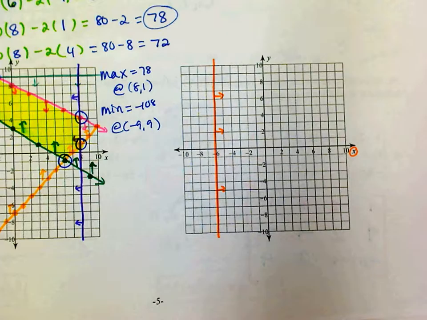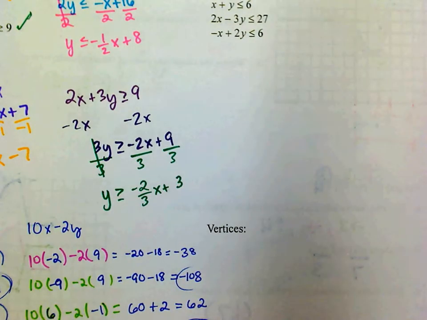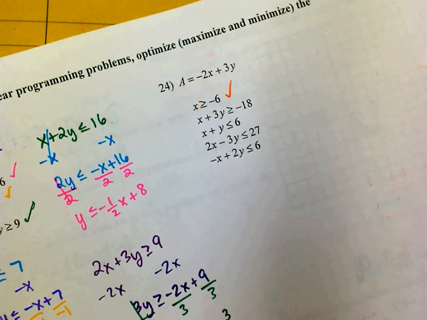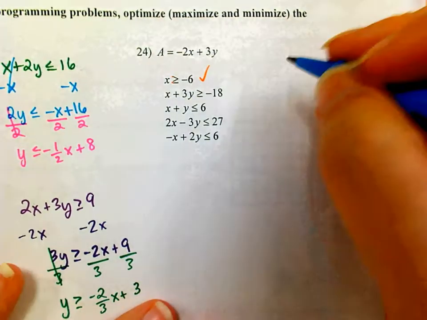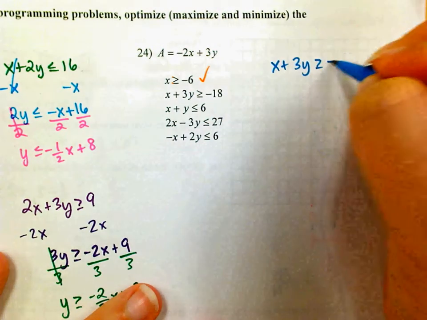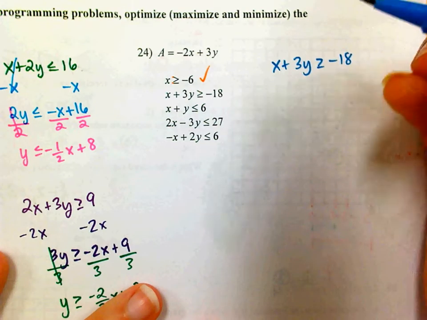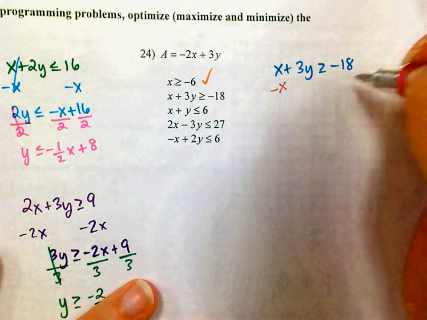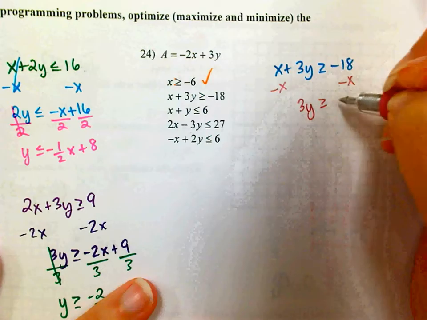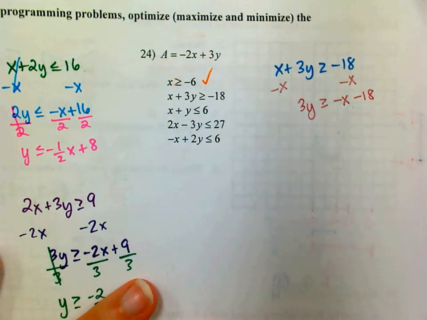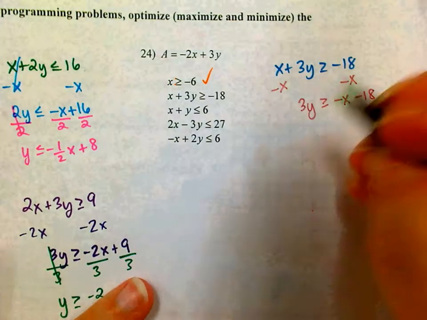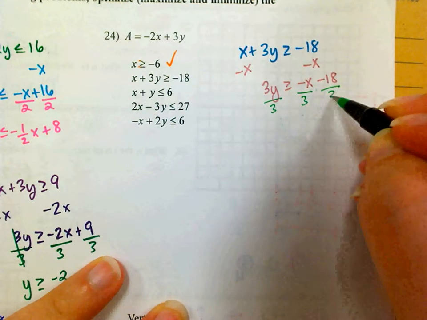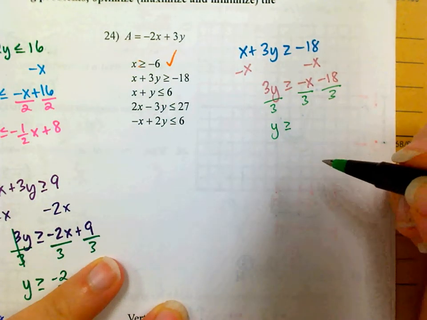Now the second one, I need to solve for y. So I'm going to write down x plus 3y is greater than or equal to -18. The first thing I'm going to do is subtract the x. So 3y is greater than or equal to -x minus 18, or -18 minus x. Now what? Divide everything by 3. So y is greater than or equal to negative 1/3 x minus 6.